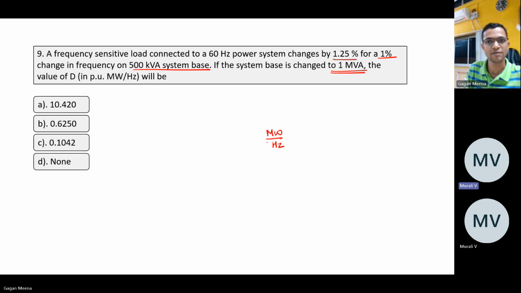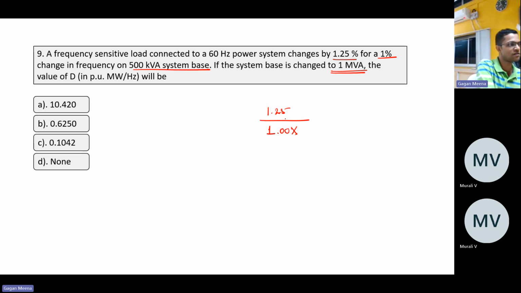The change in load is 1.25, and the change in frequency is 1%. This is a percentage. Because we want it in megawatts per hertz, first we need to convert this change in frequency from percentage into hertz, right? Per unit megawatt per hertz.